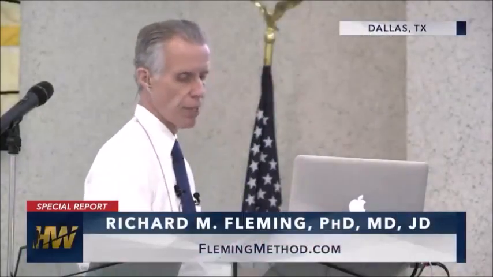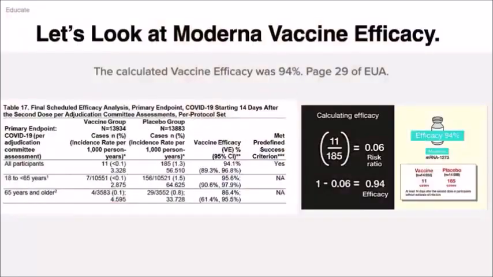Let's look at Moderna and do the same thing. These are the emergency use documents presented to the FDA that resulted in their being granted EUA clearance. COVID diagnosis, 11 people with COVID in the vaccinated group. Whoops, back that up. Richard, not so fast. In the non-vaccinated group, 185 over here gives you a vaccine efficacy of 94%. Okay? Same thing we do with Pfizer.